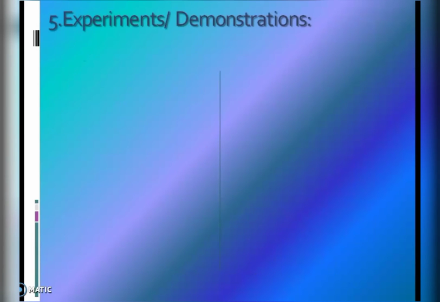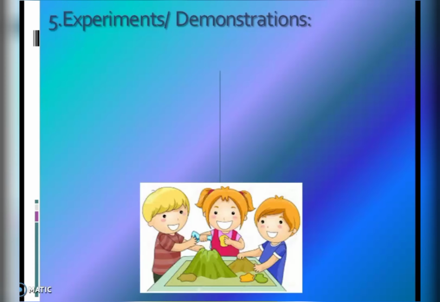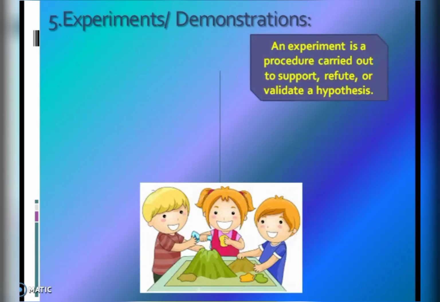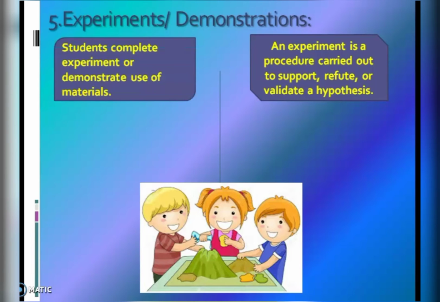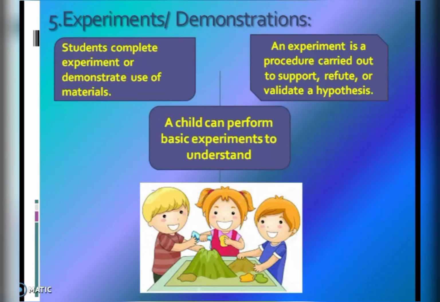Number five, experiments or demonstrations. But what is that? An experiment is a procedure carried out to support, refute, or validate a hypothesis. A student completes an experiment or demonstrates use of materials. A child can perform basic experiments to understand. And now here we have some advantages.